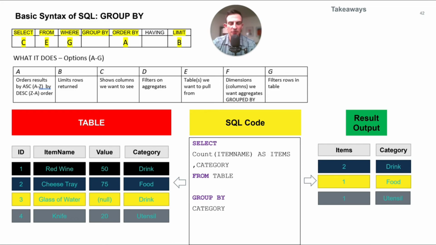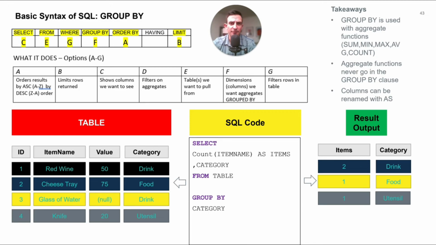All right, let's talk about the group by here. So on the far right side, it looks like we have a list of all the item categories in the table and then the total count of products within each category. If we look at the select statement, it says to count the item name as items and the category from table and group it by category. So what does the group by statement do?